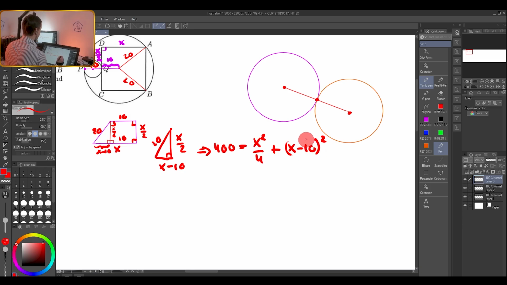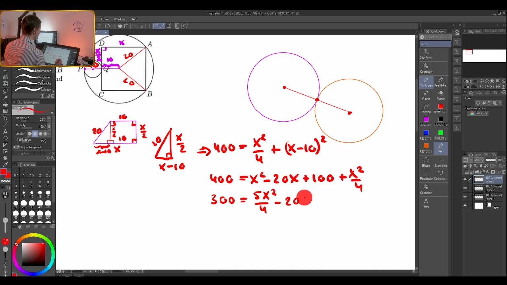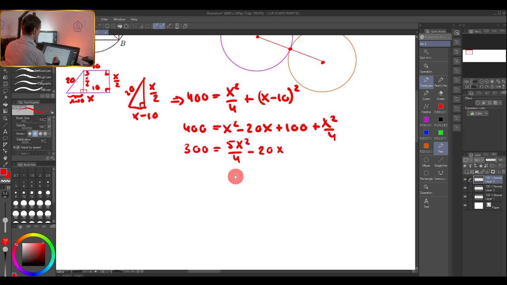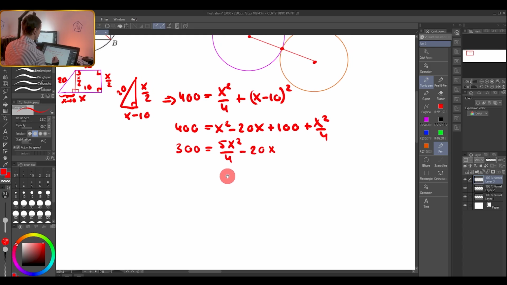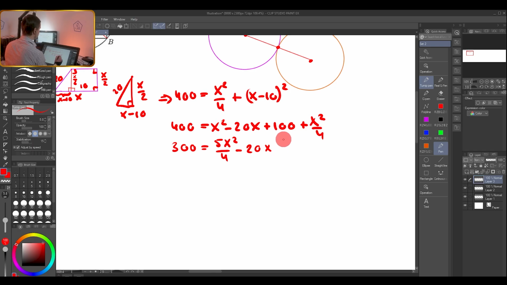So let's just not mess up the numbers. So we will work with this one. x squared minus 20x plus 100 plus x squared over 4, it's on the right side, and on the left side we will have 400. So let's bring 100 to the left side, so 300 equals, here x squared plus x squared over 4, we have 5x squared over 4 minus 20x, and what should we do here? Well, the only thing that we should do here, probably, is divide everything by 5.